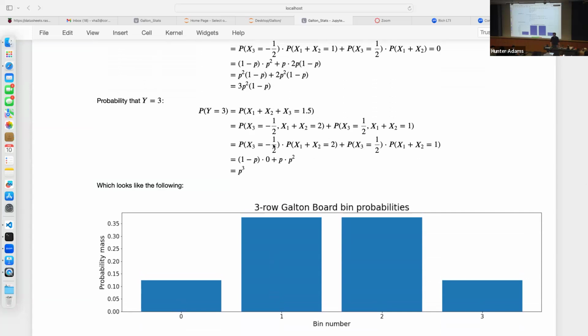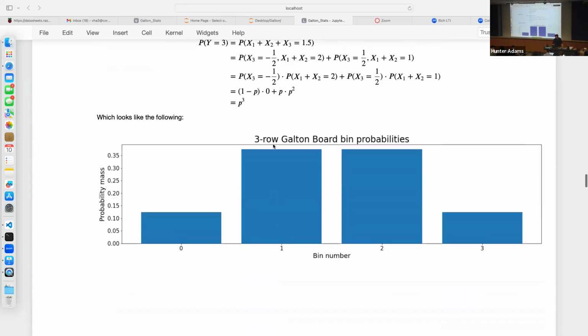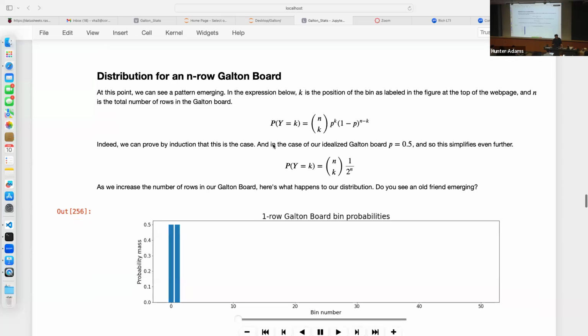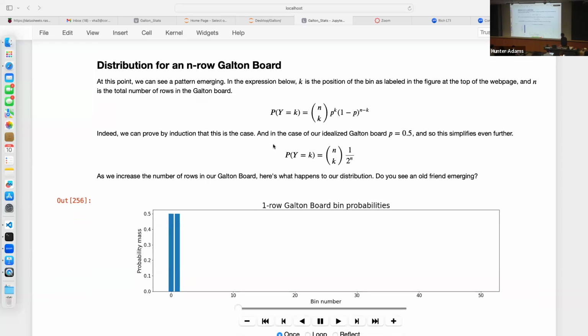Okay? And at this point, after having gone through 3 rows, we can in fact start to recognize a pattern if we look carefully. And the pattern that we would start to recognize is that the probability of landing in bin k from the left is given by the binomial distribution. So that's n choose k, p to the k, (1 minus p) to the n minus k.